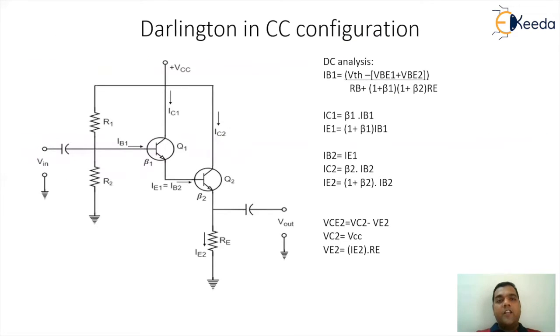So this is the arrangement of the Darlington transistor in common collector configuration. In common collector configuration, you can see the two transistors Q1 and Q2, where input is given to the base of the first transistor. Now the emitter of the first transistor is connected to the base of the second transistor.